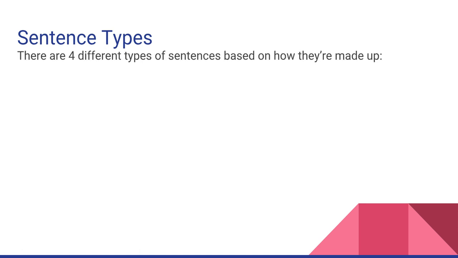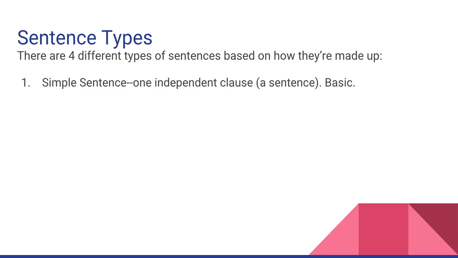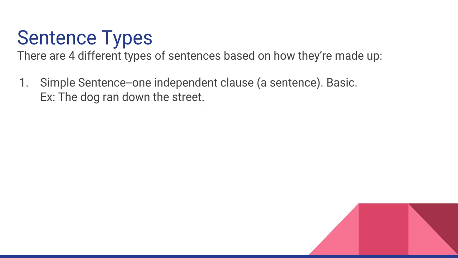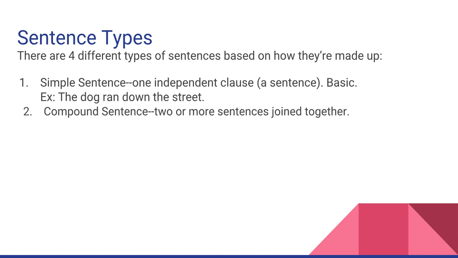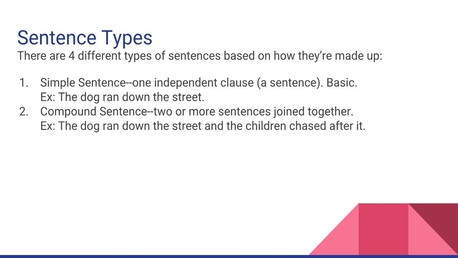To begin with, there are 4 different types of sentences, and the sentence types are based on how the sentence is constructed. Your first is the simple sentence. This is one independent clause, otherwise known as a sentence. It's basic, like the dog ran down the street. The second is the compound sentence, 2 or more sentences joined together in an appropriate fashion, like the dog ran down the street and the children chased after it.